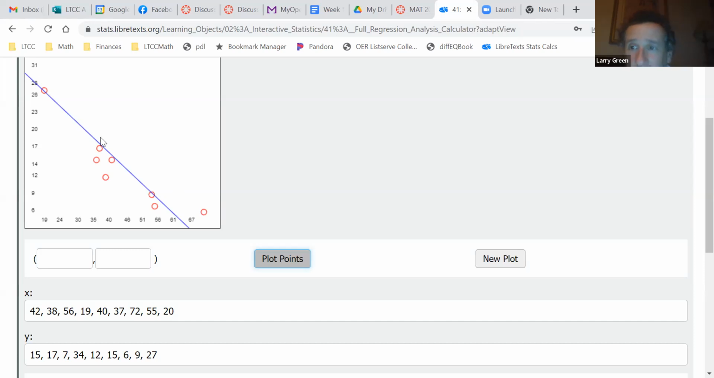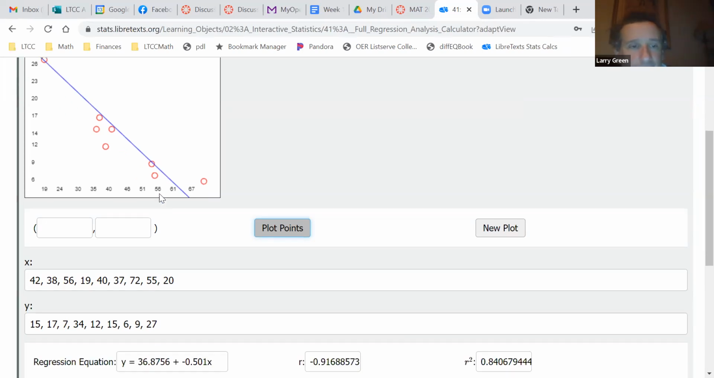Okay, it looks like it to me. If you go from left to right, it looks like it's going down. Is it perfect? No. If it's a perfect negative correlation, then R would be -1. If it was a perfect positive correlation, R would be 1. Just to let you know that. So it's not going to be -1, but it's going to be negative something.